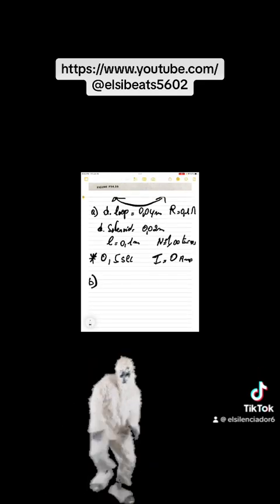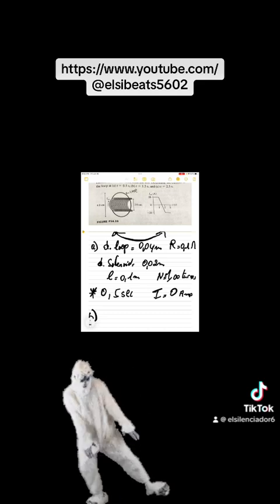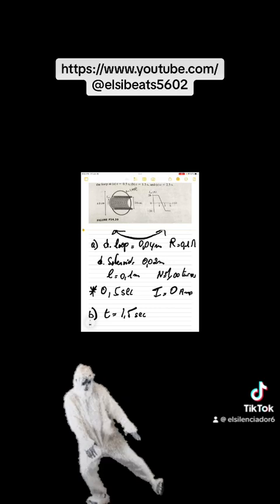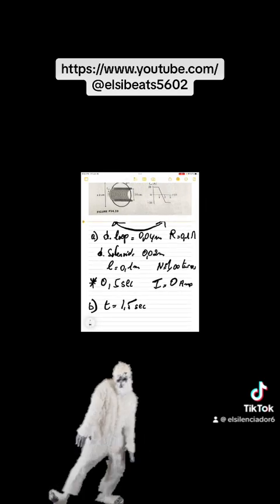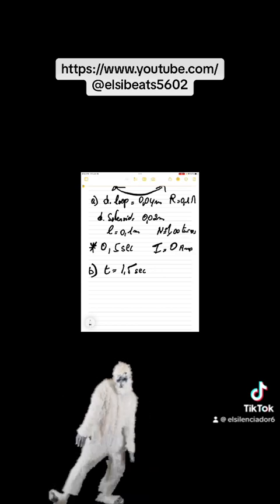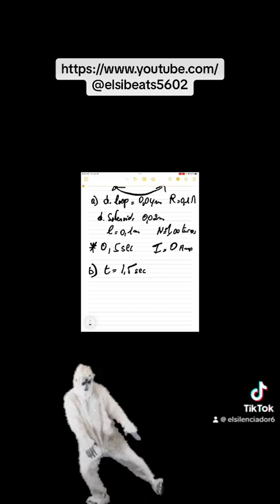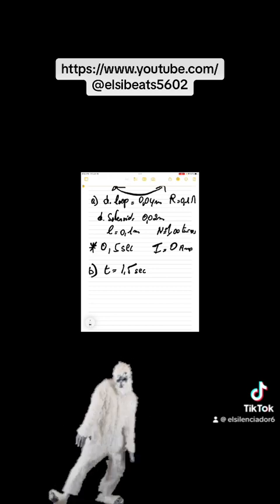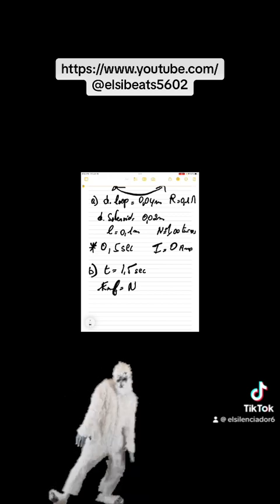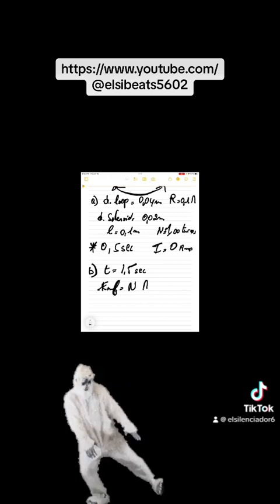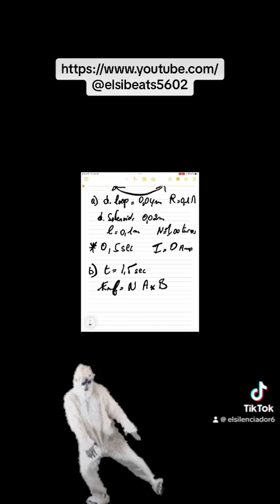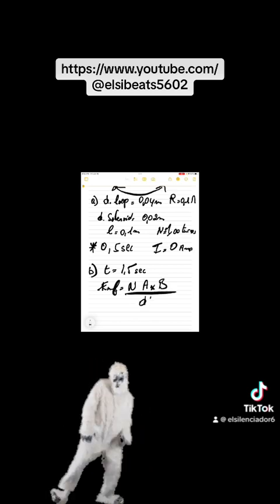Now question B. You see in the graph, when time is 1.5 seconds, the current goes from 20 amp to 0 amp. So it means that there is a differential current in this section. And now we have to find the induced current at 1.5. I'm going to use the EMF formula: number of turns multiplied by the area of the loop multiplied by the magnetic field, divided by the differential of time.